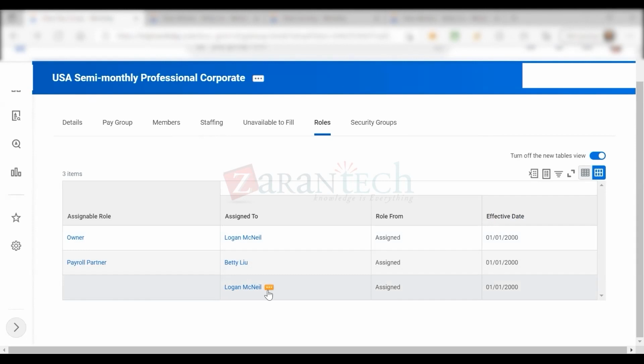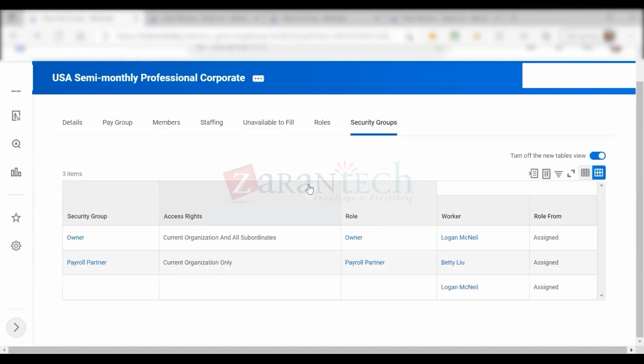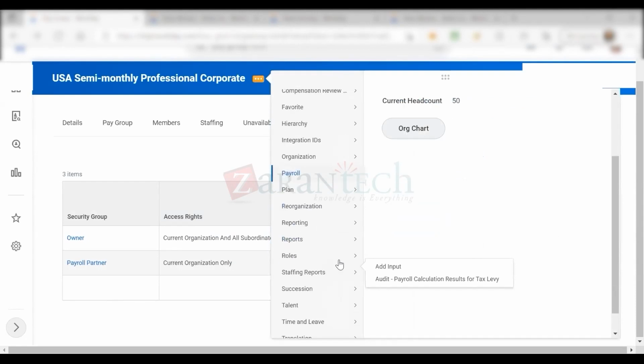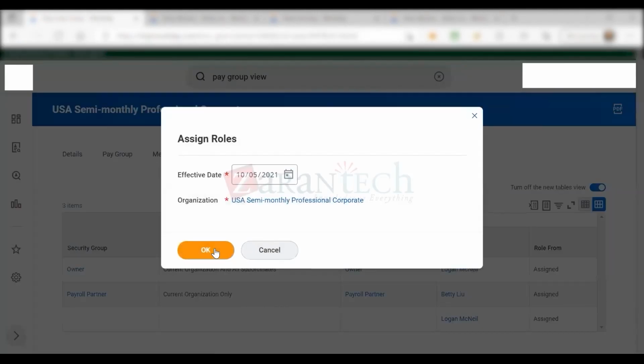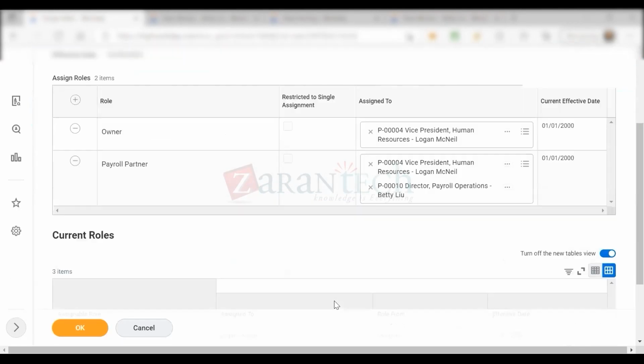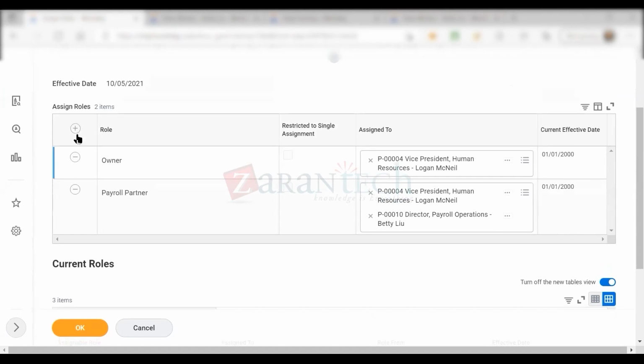If there is any other role we can define at pay group level, then we need to assign. So let's go and assign it. Let's see if there is any. If I go here, I can go to roles, and if I click on assign roles, effective as of 10/5, I can see that owner and payroll partner is already assigned.